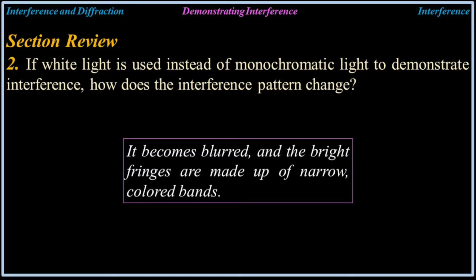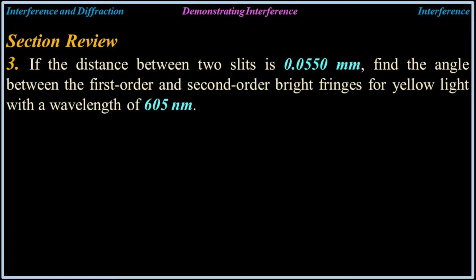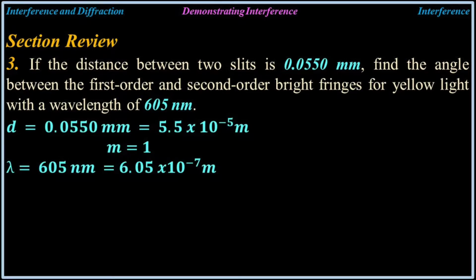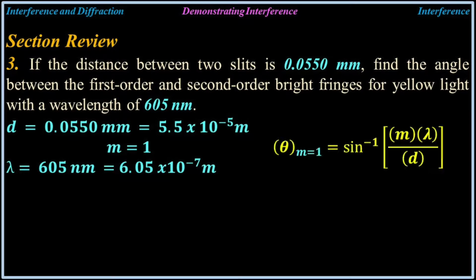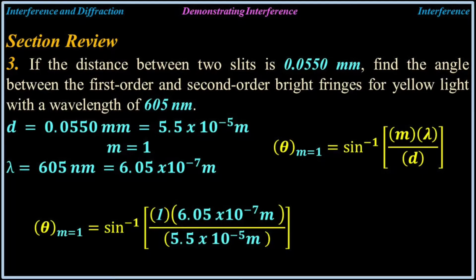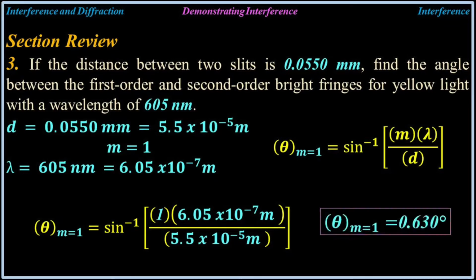Okay, number 3. If the distance between two slits is 0.050, find the angle between the first order and second order bright fringes for yellow light with a wavelength of 605 nanometers. So that's 605 times 10 to the negative ninth. Okay, let's do it. Here's what we have. Things are converted to meters. m equals 1. And I have my lambda converted to meters. And there it is. It's going to be 0.63 degrees.